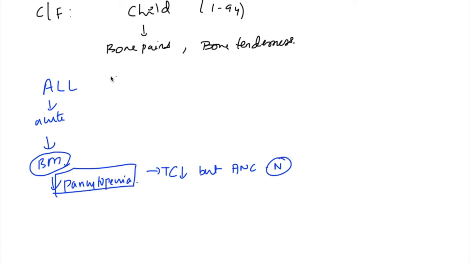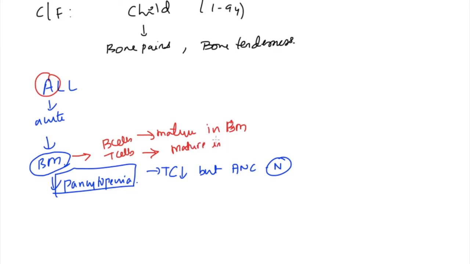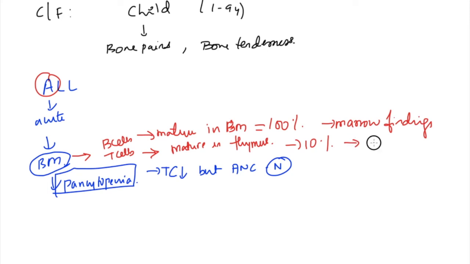Okay, then again, there is one concept to be remembered. We said ALL, right? Acute meaning marrow. In the marrow, we have our B cells and T cells. Both develop in the marrow, but B cells mature in the marrow, meanwhile T cells mature in the thymus. That is why in 100% of B cell ALL we are going to have marrow findings. In 10% of T cell ALL conditions, we see a mediastinal mass. Because of involvement of the thymus and lymph nodes, the child may present with dyspnea. If you do an X-ray, you will see mediastinal widening.